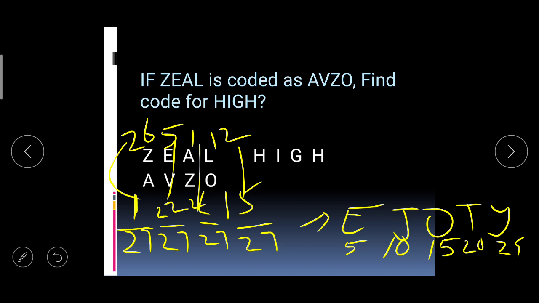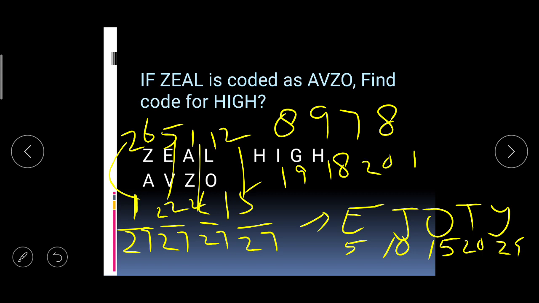Okay, so H is 8, I is 9, G is 7, and H is 8. The sum of the code and the decode should be 27. So if H is 8, what could be the next pair? It should be 19. Then only the sum becomes 27. If 9 is here, then the other letter should be at 18. If 7 is here, then the other letter should be at 20. And if 8 is here, then again it should be 19. Right? So my numbers are 19, 18, 20 and 19.